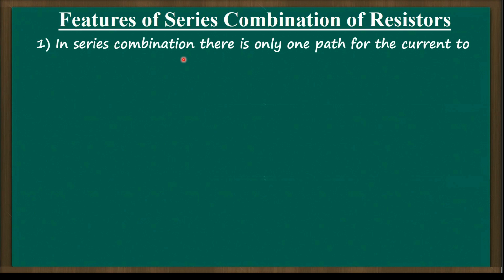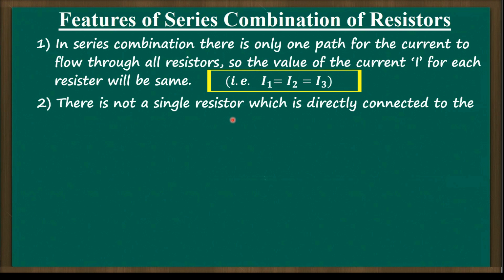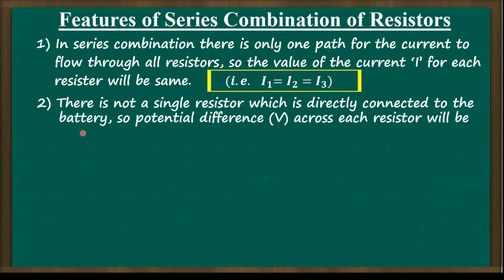Now let us review some key features of series combination of resistors. In series combination, there is only one path for the current to flow through all resistors. So the value of the current I for each resistor will be same. There is not a single resistor which is directly connected to the battery, so the potential difference V across each resistor will be different.